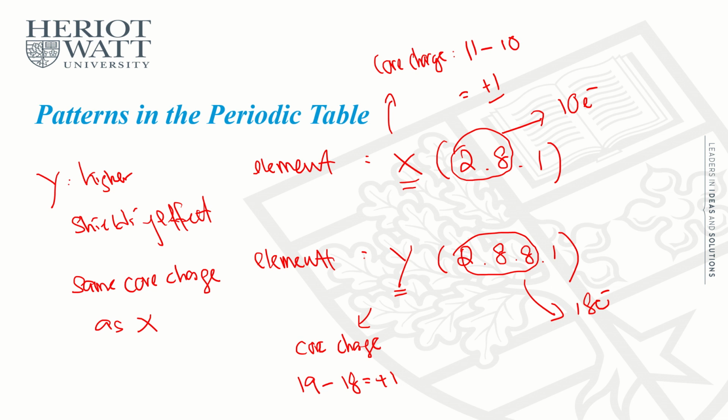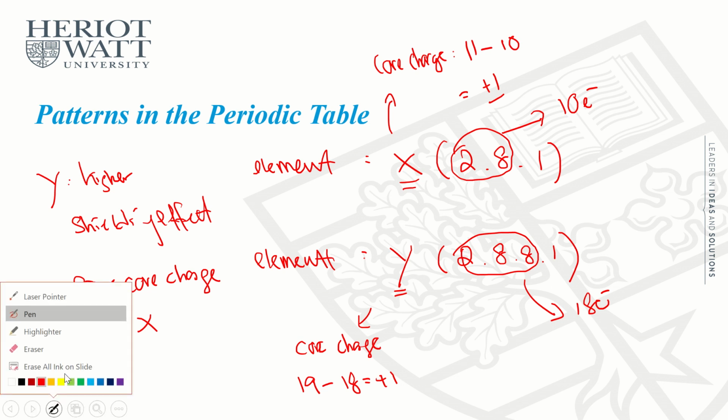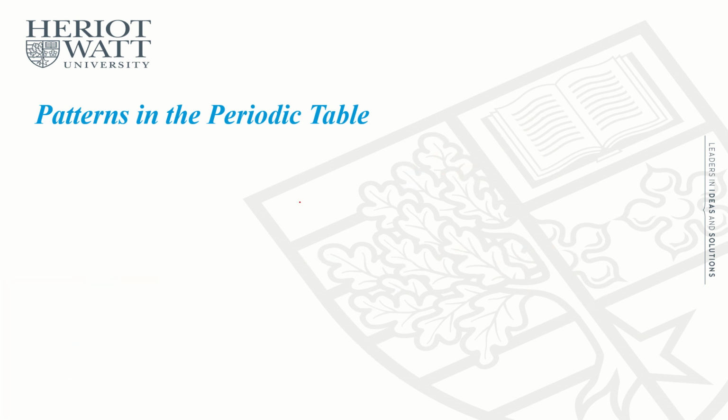But why? Because a higher shielding effect repels the electrons away from the nucleus. It makes it bigger. At the same time, the core charge is the same as X, so the attraction force is the same as X. So for the one with higher shielding effect but the same core charge, of course, the atomic radius will be bigger. Okay, this is just an example explaining shielding effect and core charge. So hope you're clear about that.